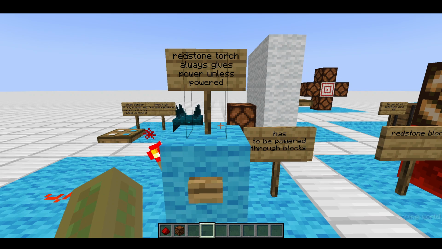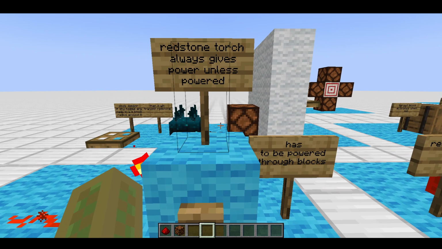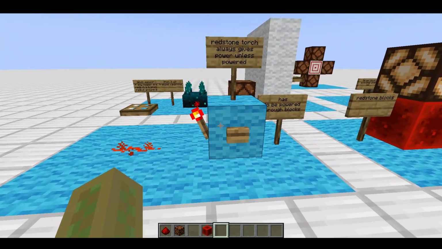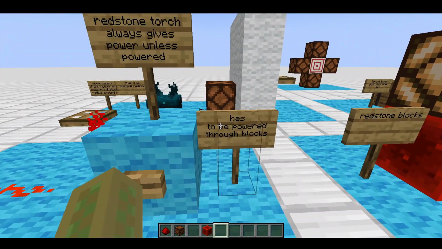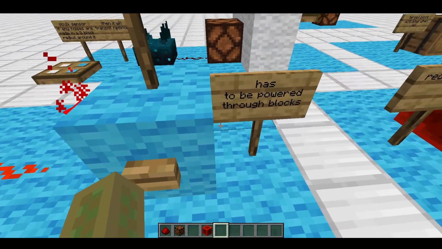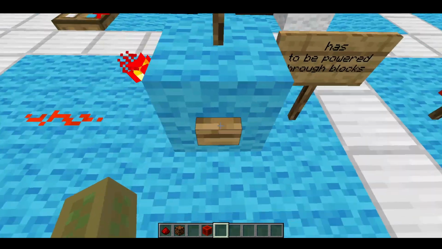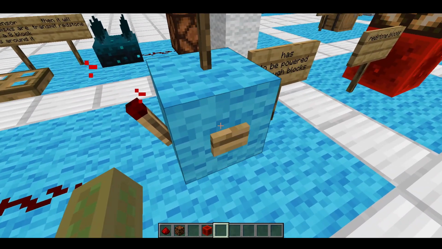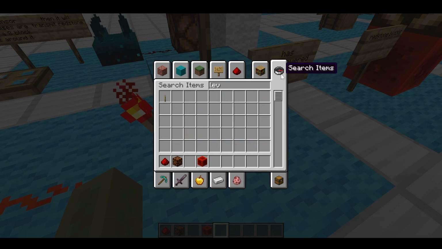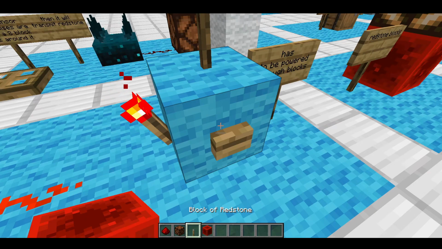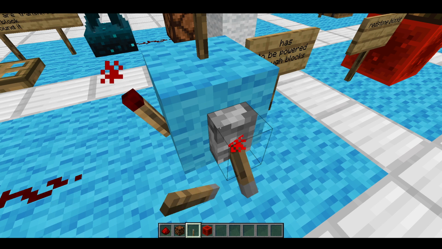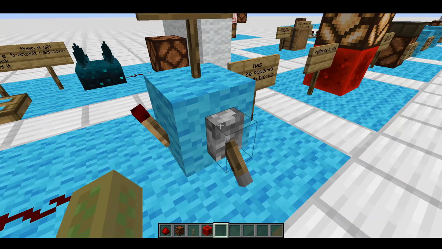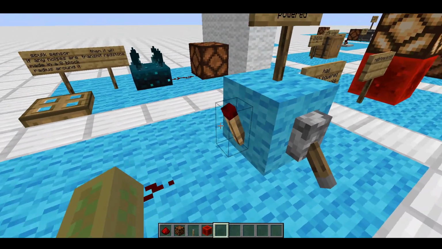Redstone torches always give off power too, but they have one difference from the redstone block. They can also be disabled. So if you were to give this power through a block like this, it would disable the torch, as you see. You could also use a lever to flip-flop this. As you see, it's flip-flopping. So you can flip-flop and turn it off or on. Pretty cool.